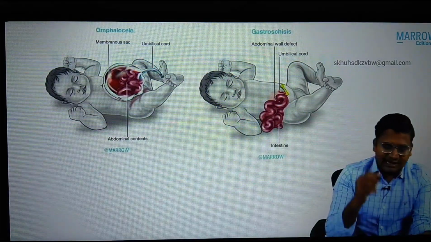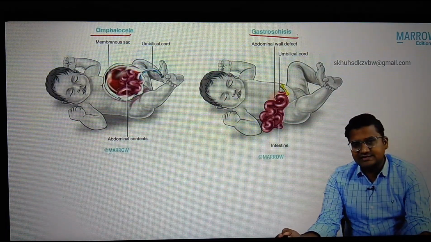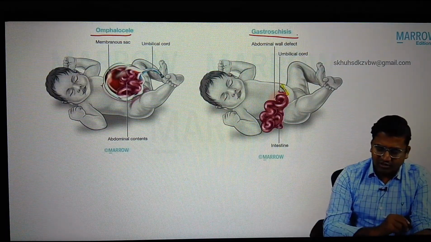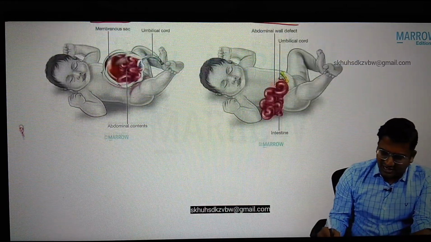Now we're going to discuss certain anomalies here. Now first, omphalocele and the gastroschisis. Now what is omphalocele? What is the gastroschisis? Now the physiological hernia will occur by?